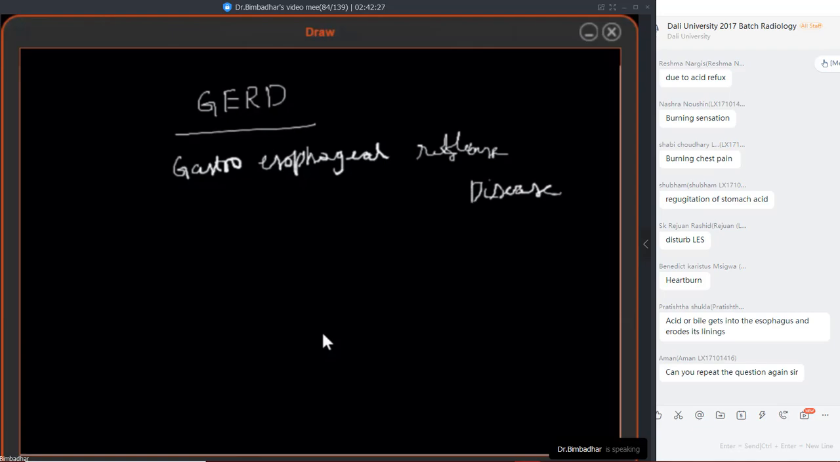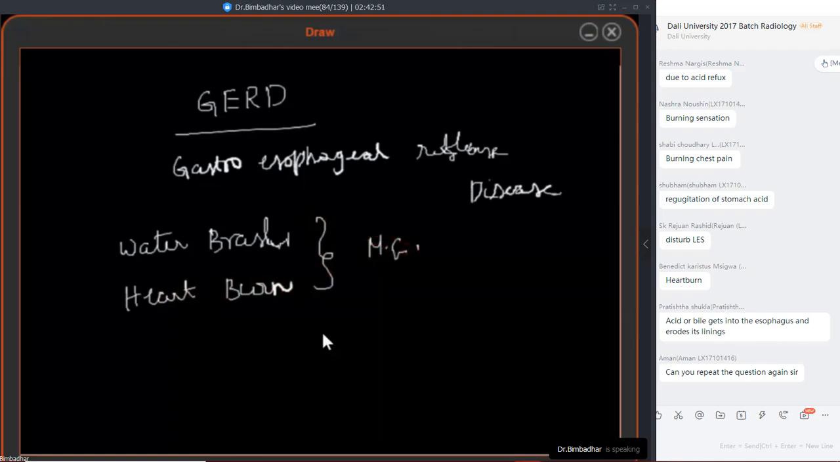While you think about that, let me complete the other things. Gastroesophageal reflux disease is also known as water brash. It is also known as heartburn, and it is called this because it is the most common cause of chest pain related to the esophagus.